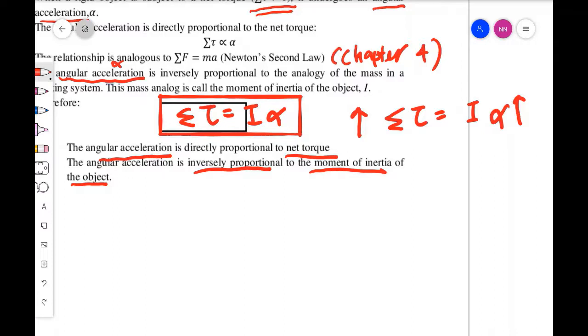So we make angular acceleration alpha the subject. Alpha equals net torque over moment of inertia. So they are inversely proportional. When moment of inertia increases, alpha will decrease.